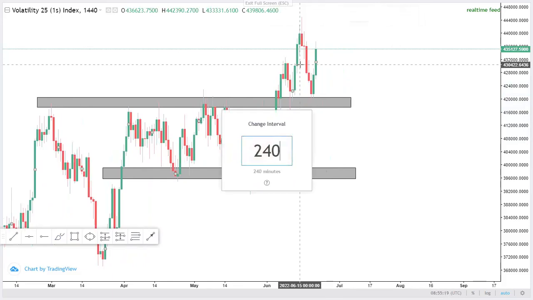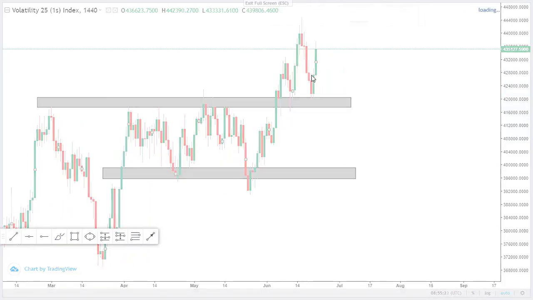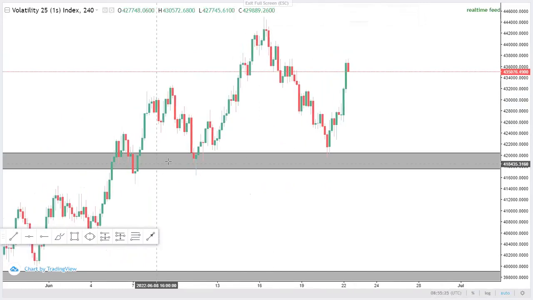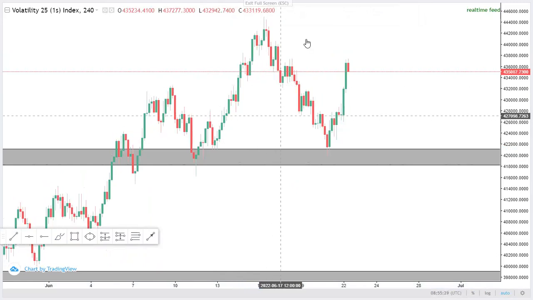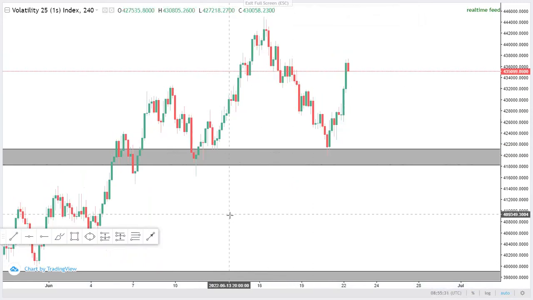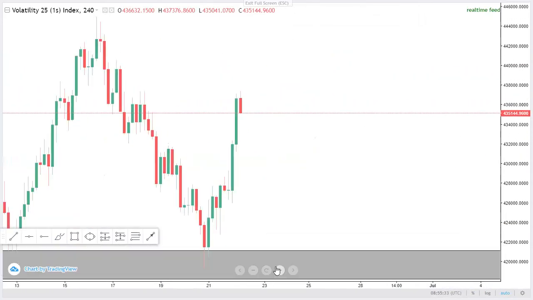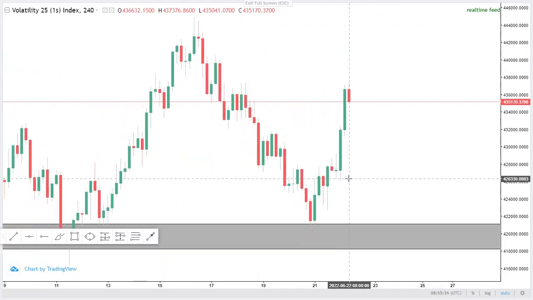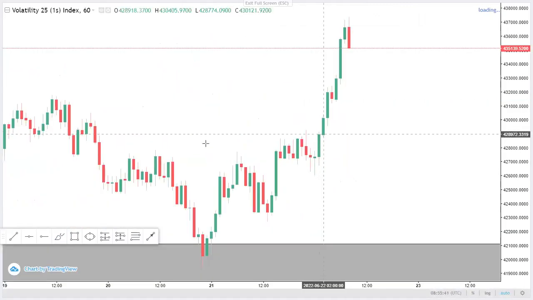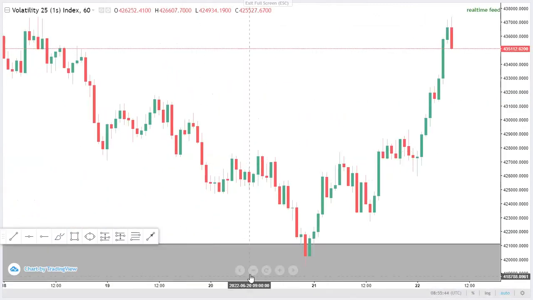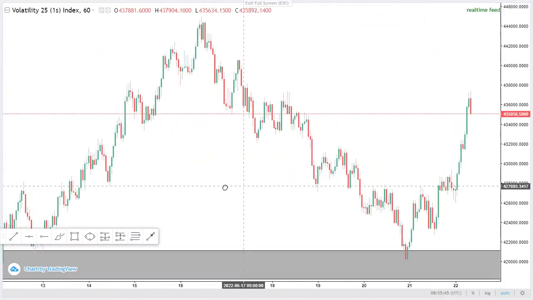So we are going to scale down to the 4 hours. Going down to the 4 hours, what can we see? We can see that we have tested this support level. The moment we tested the support level, the market pushed to the upside. On the 4 hours, I can see a descending channel, which is kind of more clear on the 1 hour time frame.